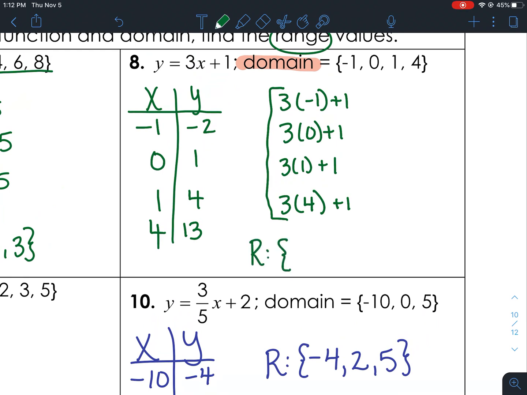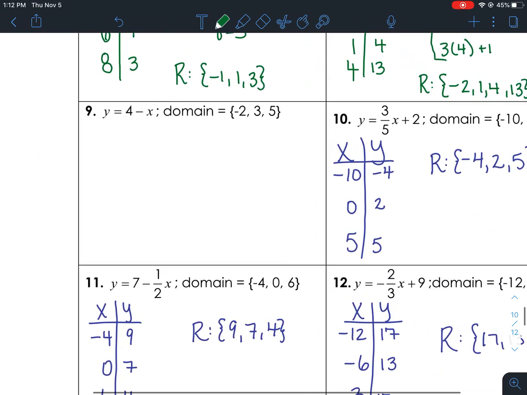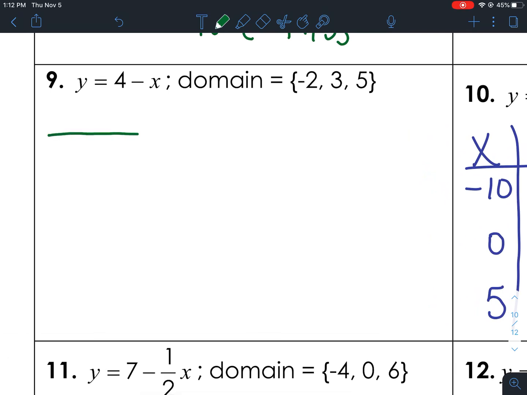All right, again, talking our range. Our range is just our y value inputs, or outputs, I should say. So we've got negative 2, 1, 4, and 13. Pause the video here. See if you can do 10. I'm going to jump in here and do 9 real quick, I guess.